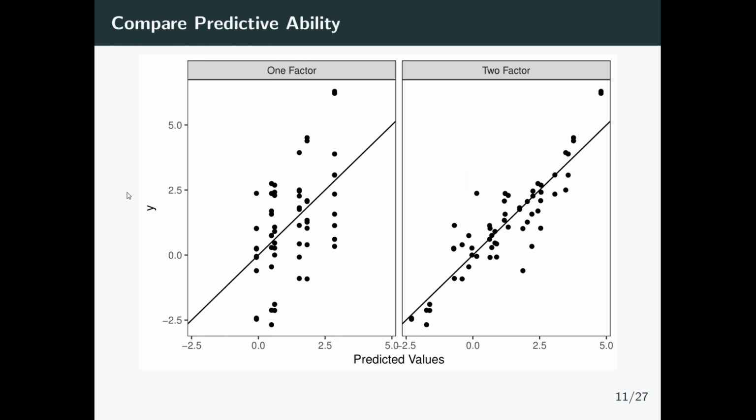So again, we can qualitatively compare the predictive abilities of the two models by plotting the predicted values on the horizontal axis and the actual measurements on the vertical axis, and seeing how well the points on the plot line up with the 1-to-1 line or the 45-degree line. And I would say very clearly that for the two-factor model, they fall closer together. They bunch up nearer to the 45-degree line than for the one-factor model.